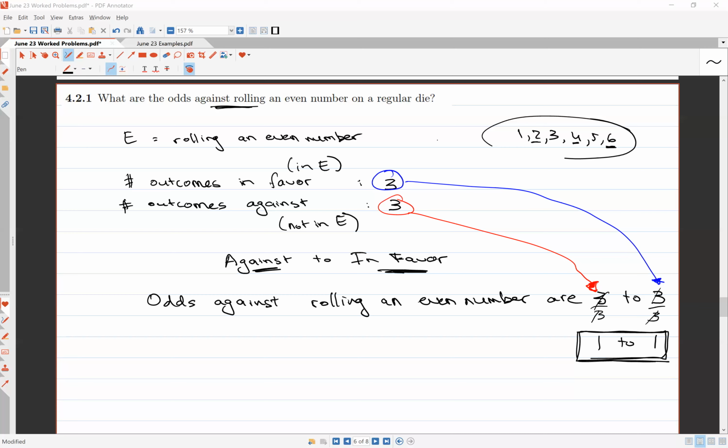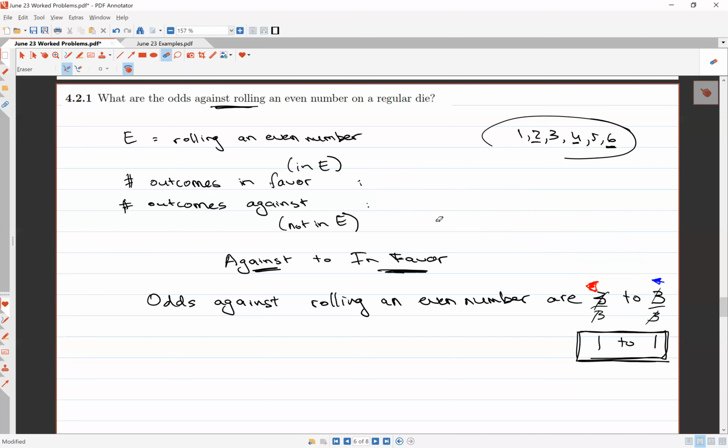I apologize. Let me redo this example because I had my mic muted. So I'm really sorry. Let's fix that. Let's just clear all of this so I can talk you through this example again.